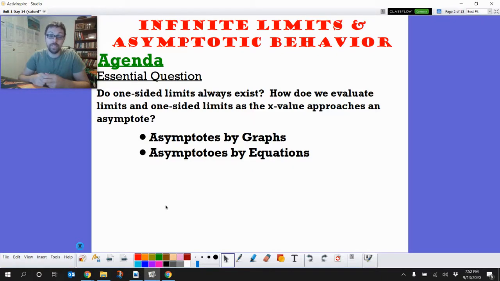So this is going to be what we're going to do once a month, where we meet on an off day, where you have a little bit of extra time, and unfortunately, we need that extra time to make sure we get through everything that we need to in AP Calculus.